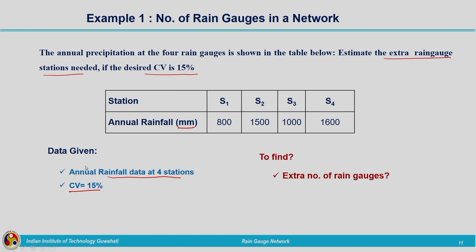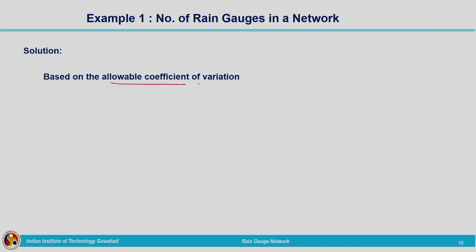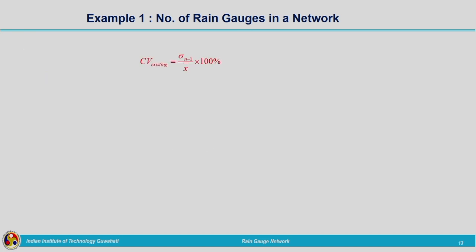We need to calculate the extra number of rain gauges. We need to check whether there is a need for an extra rain gauge or extra rain gauges, and if required, how many extra should be provided. First, we will use the method of allowable coefficient of variation. The formula for the desired number of rain gauges is N desired equals (CV existing divided by CV desired) all squared, multiplied by N existing. How can we calculate CV existing? We can calculate the standard deviation of the sample data, sigma n minus 1, and the mean of the sample data. So, CV existing is equal to sigma n minus 1 divided by x bar, into 100.